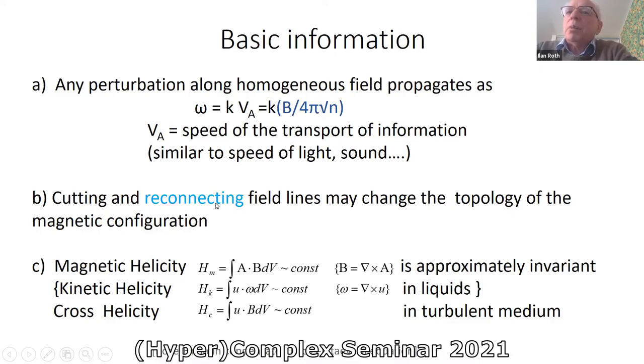Reconnection can change the topology of the magnetic field. And here I listed very important quantities: the magnetic helicity, which is approximately invariant, similar to fluid helicity, the kinetic helicity in fluids, which is due to velocity and vorticity in a liquid. And there is also the very important notion of cross helicity between velocity and magnetic field. So these three helicities, the magnetic helicity and cross helicity in plasma, are of major importance in the analysis. I should have added that Bose-Einstein condensates and many other applications, like the Gross-Pitaevskii equation, are also on the same footing in how they describe this. And that's why the statement is that whatever happens in fluids also happens in other superfluids, et cetera.